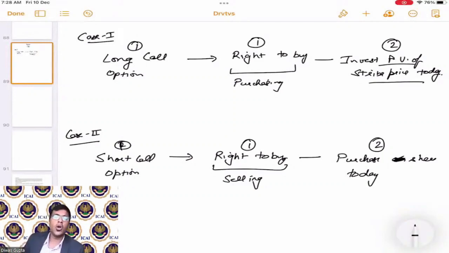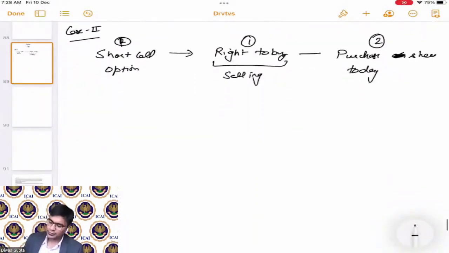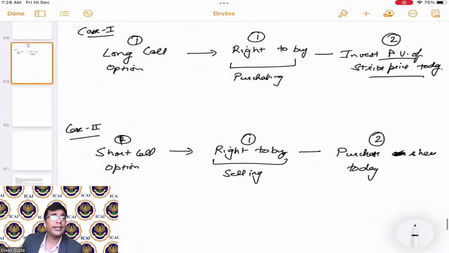If I want to long a call option, better to invest the present value of the strike price today. If I want to short a call option, better to purchase a share and keep it today, because on expiry, if the settlement happens, I have that share to settle it out. Okay, students? These will help you in doing the strategy also. Yes, Naveen, perfect. Long in cash market, very good. That means purchase the shares today in the spot market. Purchasing means long. Very good, Naveen.